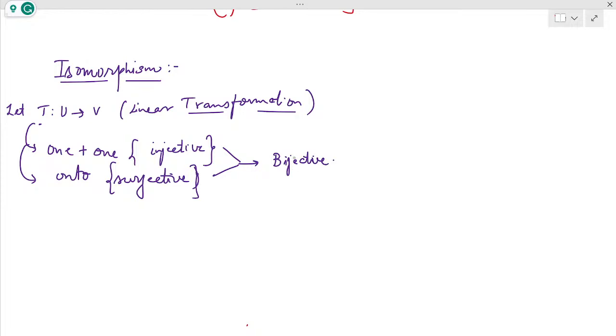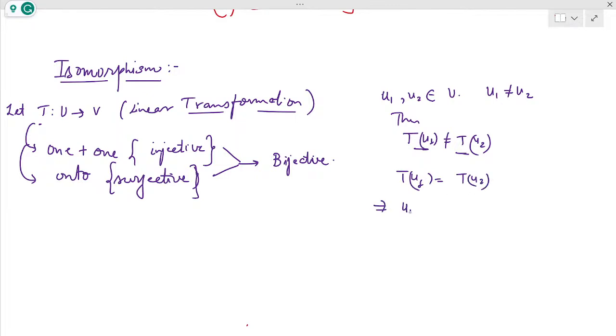Probably from standard 12th you know how to establish one-oneness. For example, if u1 and u2 belong to U, with u1 not equal to u2, then T of u1 will never be equal to T of u2. Equivalently, if T of u1 is equal to T of u2, this implies that u1 is equal to u2. Then we'll say that T is 1-1.